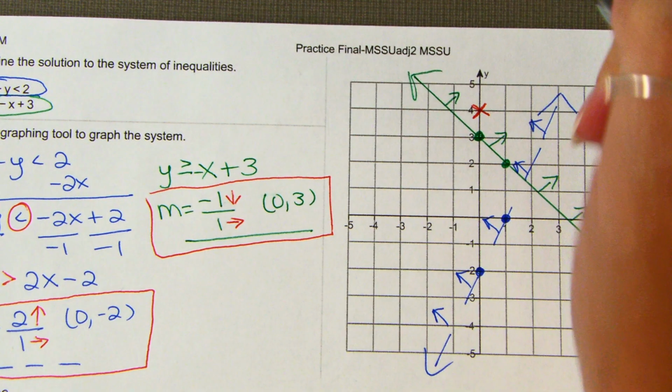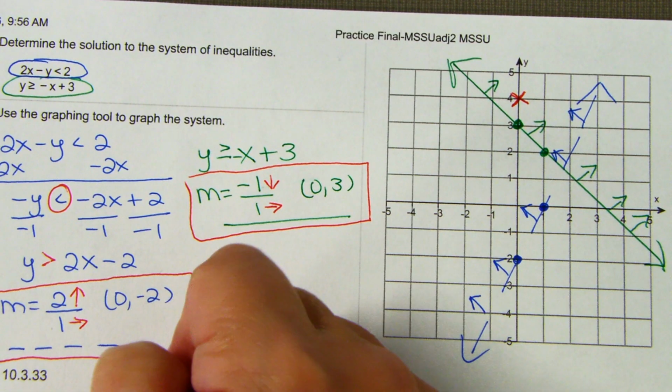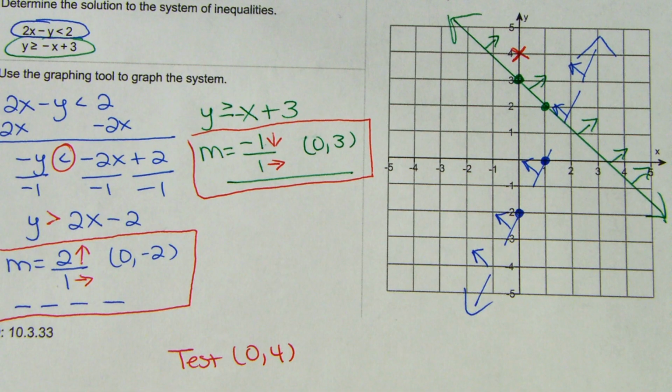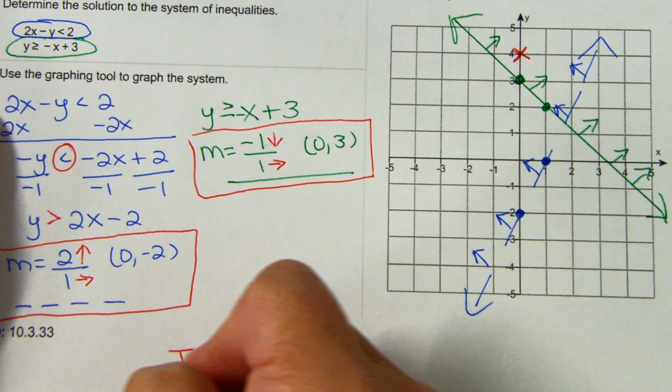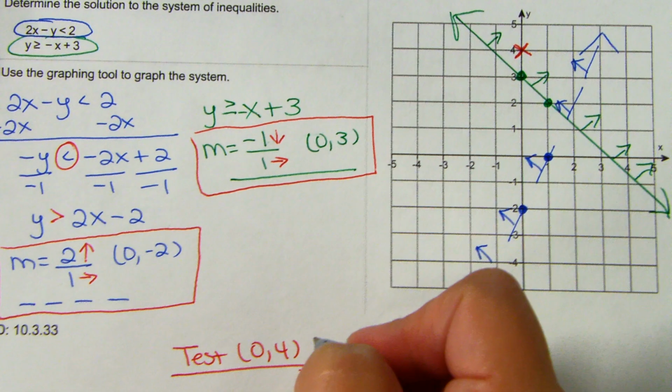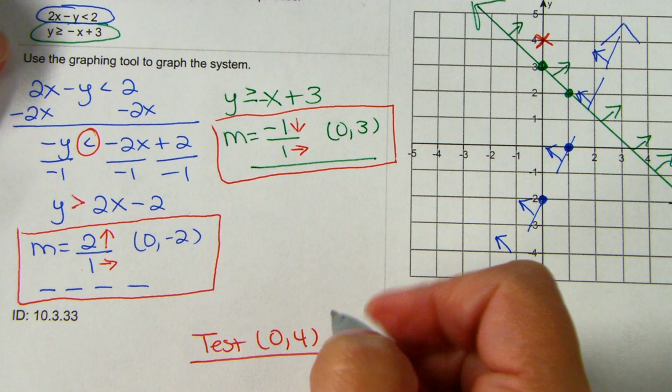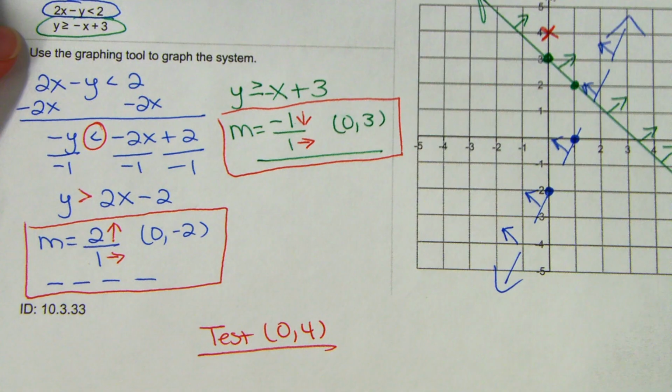So for that top one, I would have 2 times my x value, which is 0, minus my y value, which is 4, is less than 2. 0 times 2 is 0, so I have negative 4 is less than 2. Well, that's true. Negative 4 is less than 2. All right, so it worked in the top one. That's good. We got to make sure it works in the bottom one.